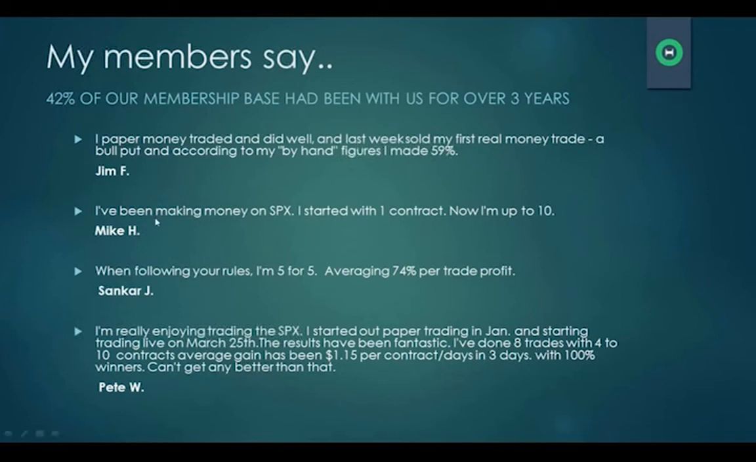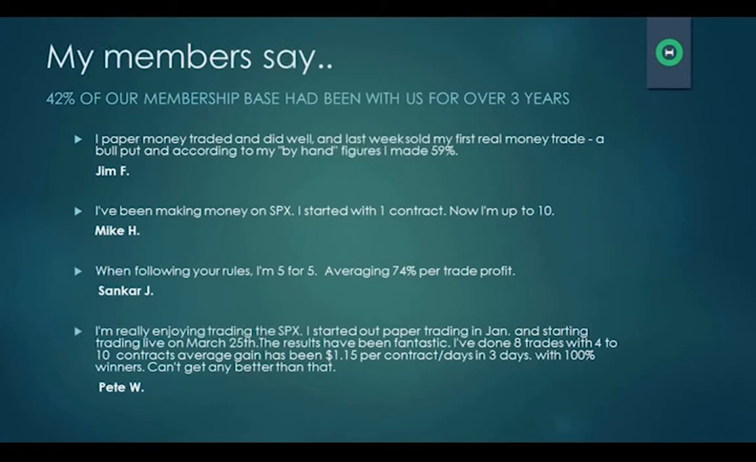Here's a couple of the points I want to make. Jim F said, I paper traded and did well. And last week I made my first real trade, a bull put. And according to my hand figures, I made 59%. That's fantastic, Jim. This is what really tickles me. If you want to do this for a living, take the time to learn it and apply it. If you can't make money paper trading, there's no reason you should be spending your own money. If you're making money paper trading, now you can escalate it up.